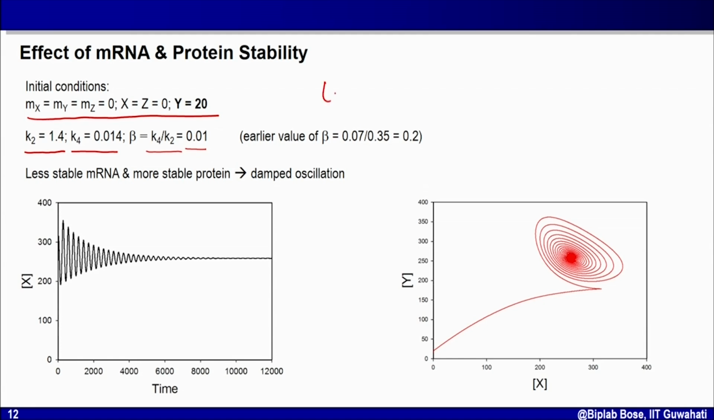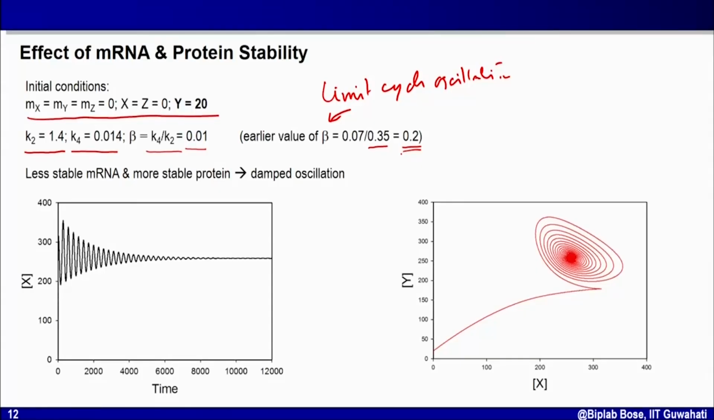When I had the limit cycle oscillation, initially, my beta was this one. K4 was 0.07 and K2 was 0.35, and the ratio was 0.2. So now beta has changed from 0.2 to 0.01. Essentially, I have made the protein more stable, mRNA less stable. So what type of behavior do I get?